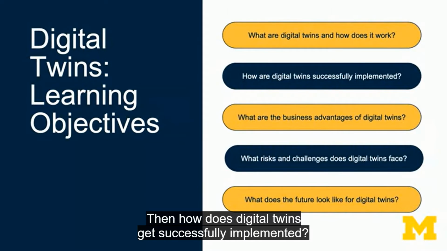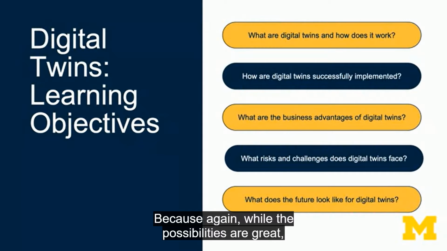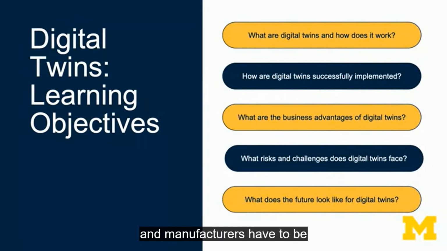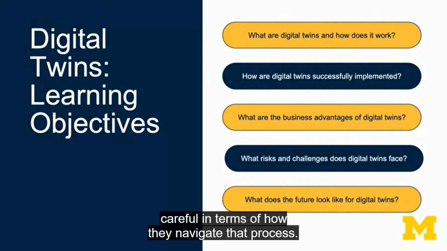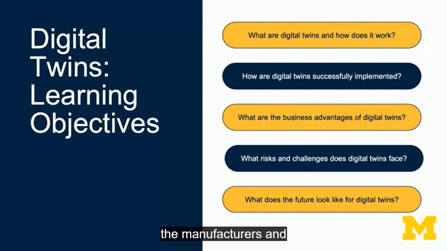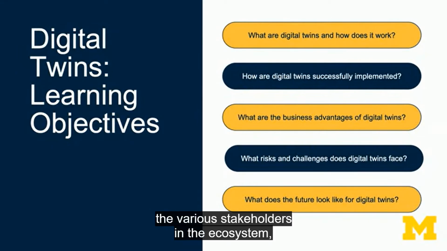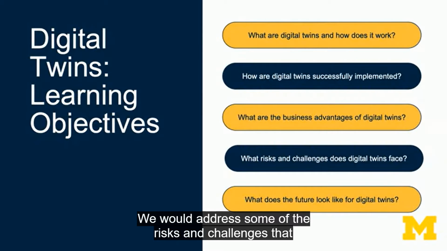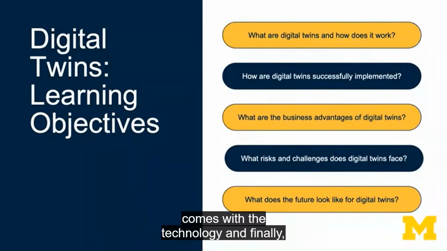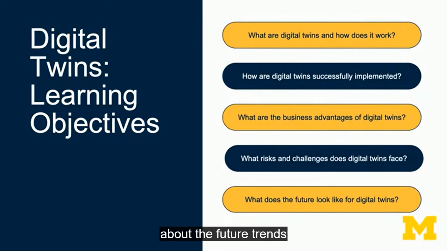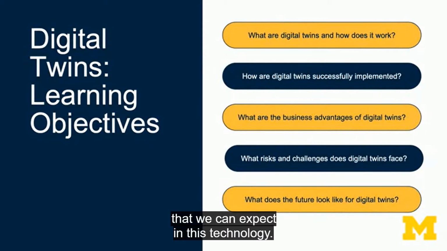Our broad learning objectives in this course are we'll focus on what are digital twins and how do they work, and then how does digital twin get successfully implemented, because again, while the possibilities are great, the implementation can become complex and manufacturers have to be careful in terms of how they navigate that process. And we will talk about the broad business advantages. What are the kind of business value propositions of this technology coming to the manufacturers and the various stakeholders in the ecosystem, including suppliers and customers. We would address some of the risks and challenges that come with the technology. And finally, we'll spend some time talking about the future trends that we can expect in this technology.